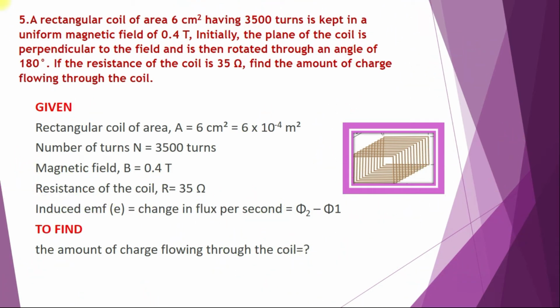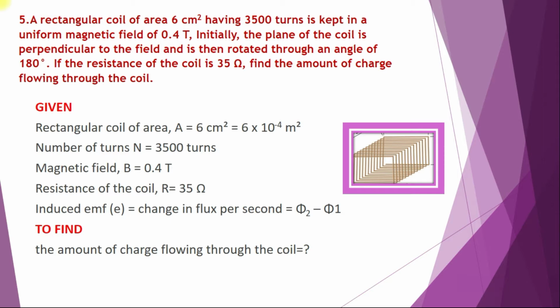Problem. A rectangular coil of area 6 cm square having 3500 turns is kept in a uniform magnetic field of 0.4 Tesla. Initially, the plane of the coil is perpendicular to the field and is then rotated through an angle of 180 degrees. If the resistance of the coil is 35 ohm, find the amount of charge flowing through the coil. So as usual, we will start with the given data.